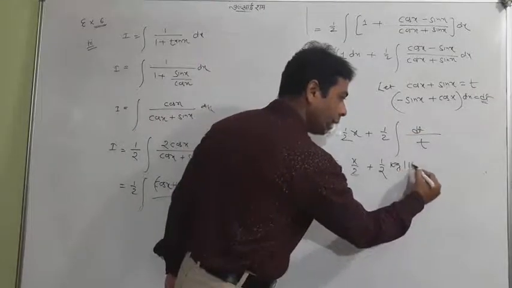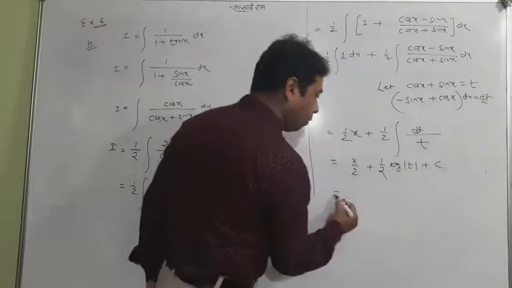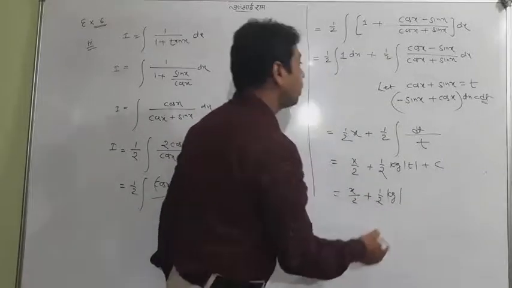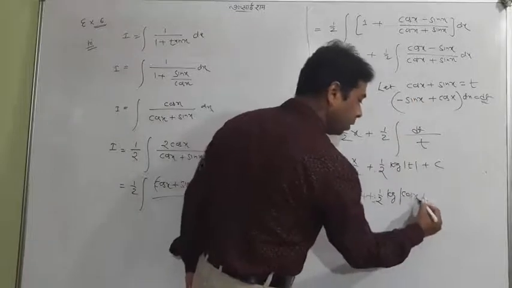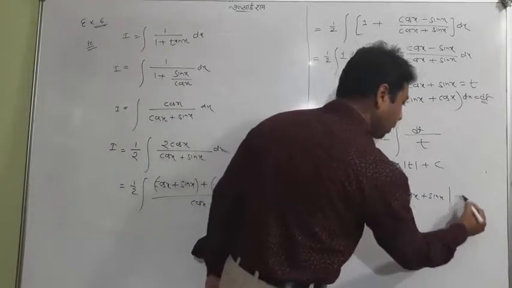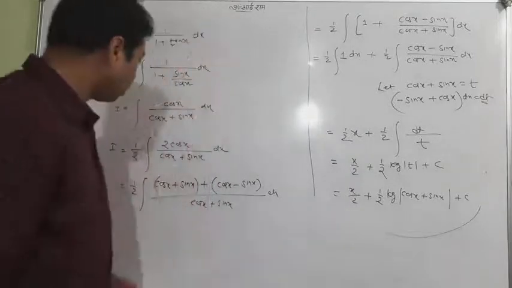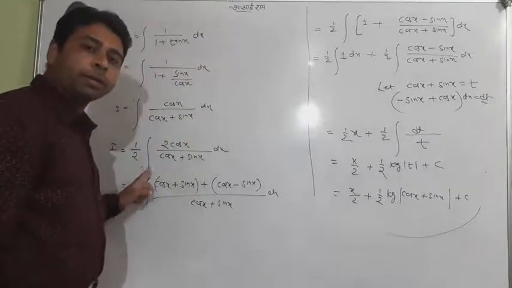Log t plus c, and put in the value of t lastly. 1 by 2, what is t? You considered cos x plus sin x here. So write log of cos x plus sin x plus c, and that's the answer of the question. So what a beauty in this question, you have to remember to multiply and divide by 2.